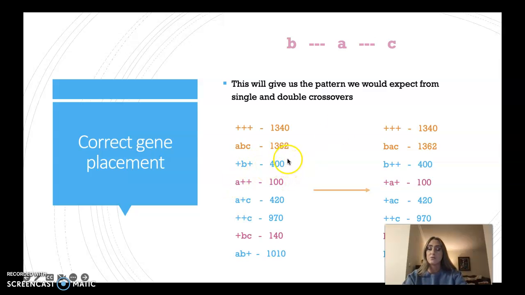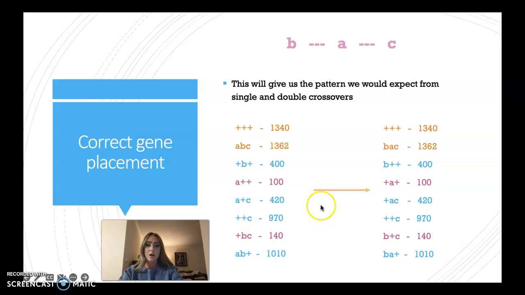So when you take them as BAC, for example, for our single crossover events, when you switch the A and the B, as you can see on the right-hand side here for the 400 frequency. Once that B and that A gene are switched, now it looks like a single crossover event. We have the same thing for our 420. Once you switch B and A, you see A and C next to each other, and then the positive sign on the left-hand side, that looks like a single crossover now.